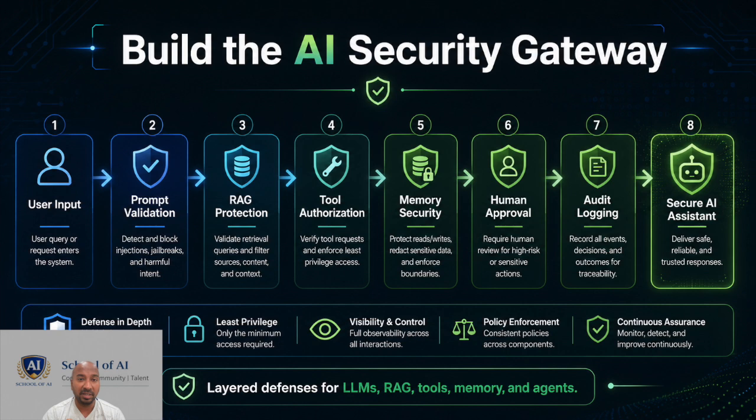model's response. Next, you will give your assistant access to tools such as weather, calculators, and email. You will see how prompt injection can escalate from manipulating text to triggering unauthorized actions. You will add persistent memory, poison the stored information, and learn why one malicious interaction can affect future conversations.